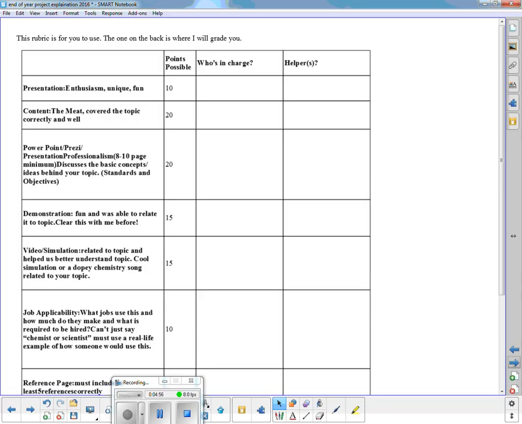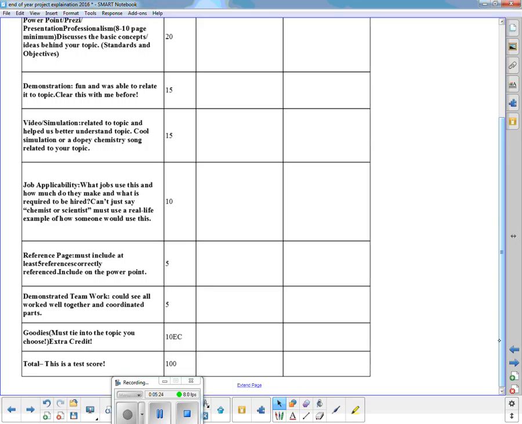Okay. Jobs. Let's just go there. You can't say chemist. You can't say scientist. You've got to give me a job. Chemical engineer. What kind of chemical engineer? There's several kinds. So you've got to be very specific, okay? So really get down and think a little bit more about that.